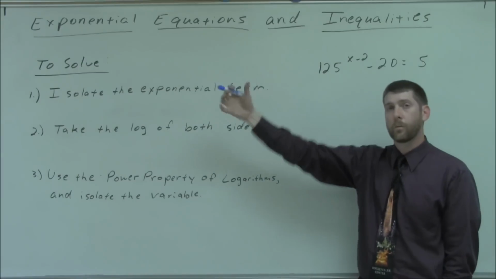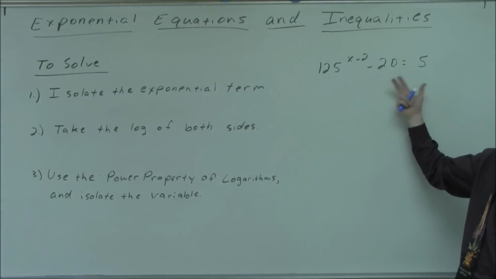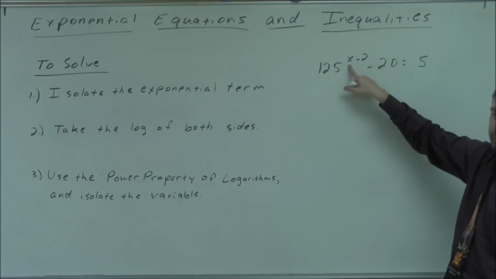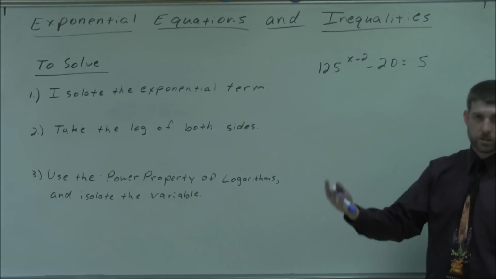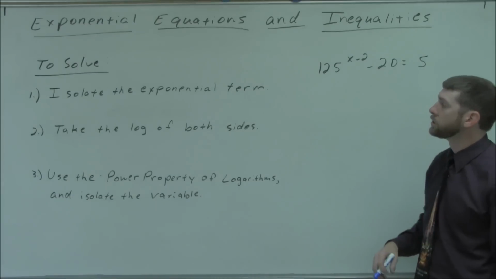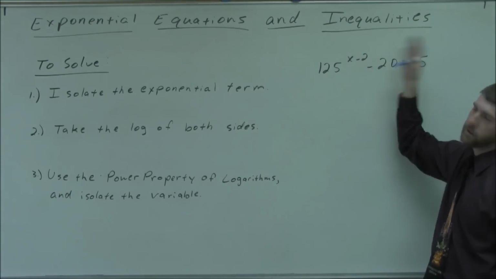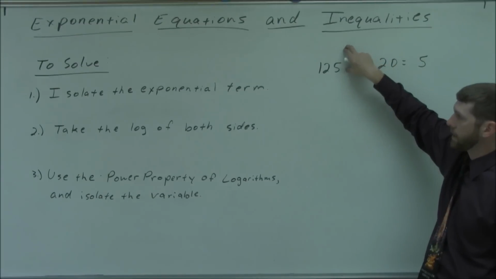Well, first off, what is an exponential equation? An exponential equation is an equation, meaning there's an equal sign, where the variable is a part of the exponent. Just like we had exponential functions, the variable is in the exponent. So the whole idea is we need to get this x by itself. We've got to move everything else away from it to find out what 1x equals.